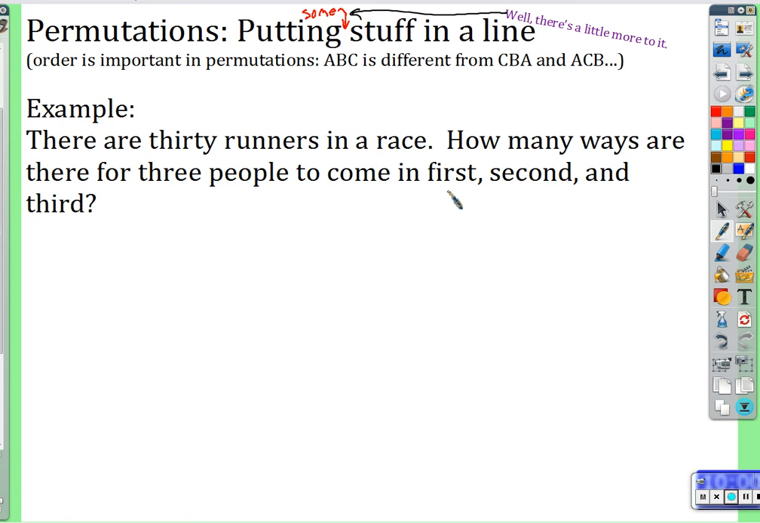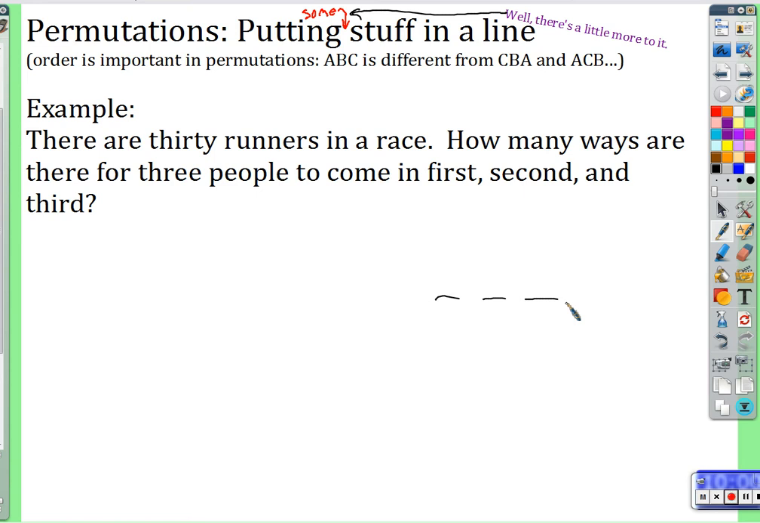It is, because if you switch first and second place, the guy who wasn't first is not going to be very happy because he came in first, not second. Order is important. If you arrange them differently, it's different. ABC is different from CBA, which is different from ACB, or any other way you can arrange those things. So how many ways are there for those 3 people to come in? If you want to fill those 3 positions, you can use the fundamental counting principle to figure that out in not too long a time.